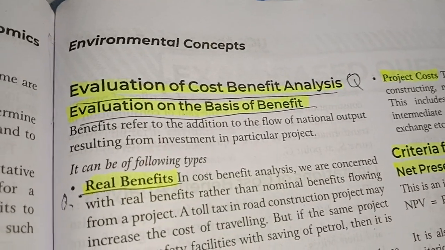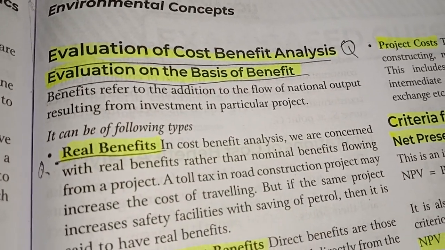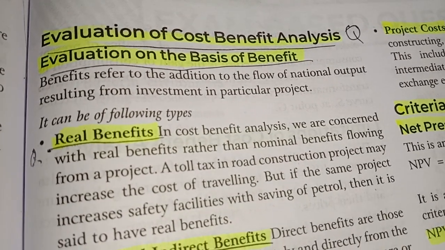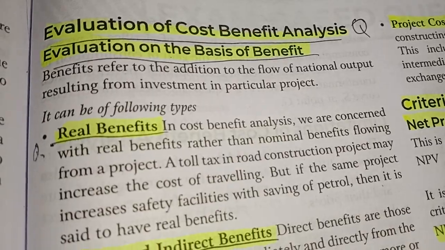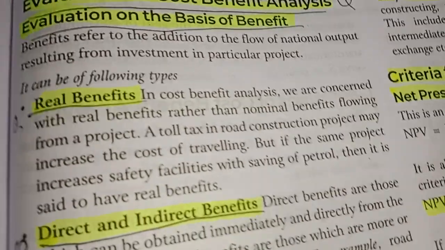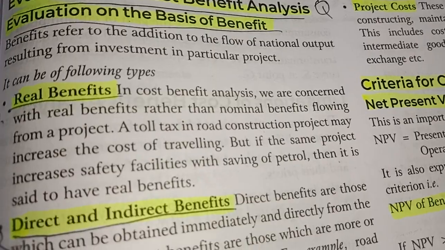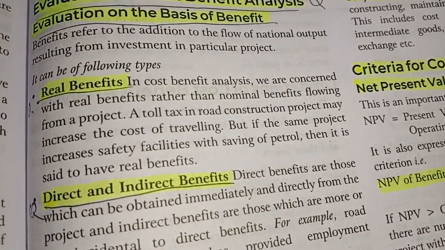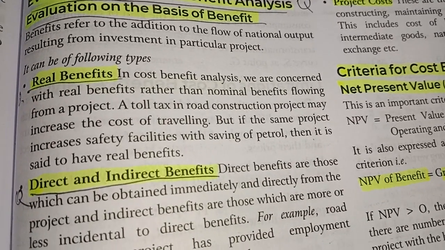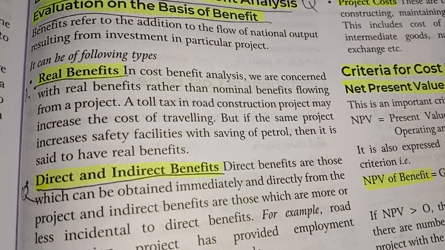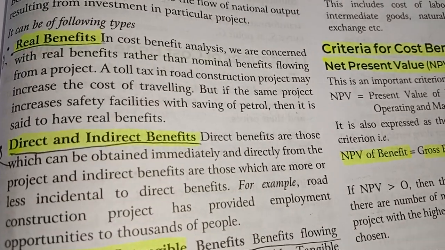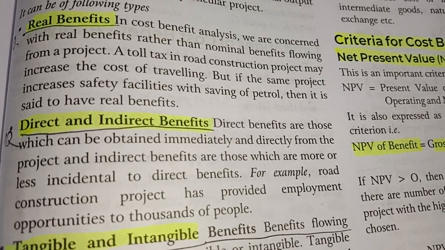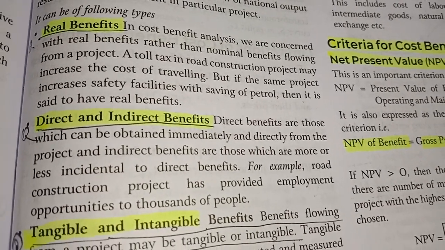Evaluation of cost-benefit analysis. Evaluation on the basis of benefit. Benefits refer to the addition to the flow of national output resulting from investment in a particular project. It can be of the following types. Real benefits. In cost-benefit analysis, we are concerned with real benefits rather than nominal benefits flowing from a project. A toll tax in a road construction project may increase the cost of traveling. But if the same project increases safety facilities with saving of petrol, then it is said to have real benefits. Direct and indirect benefits.